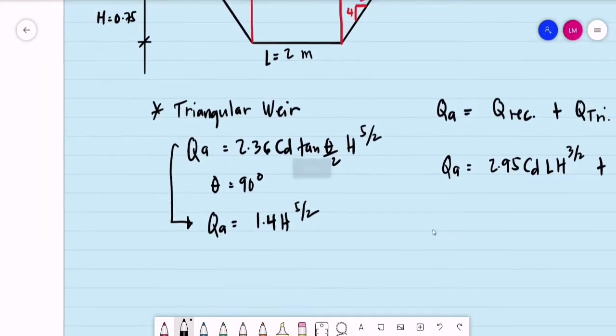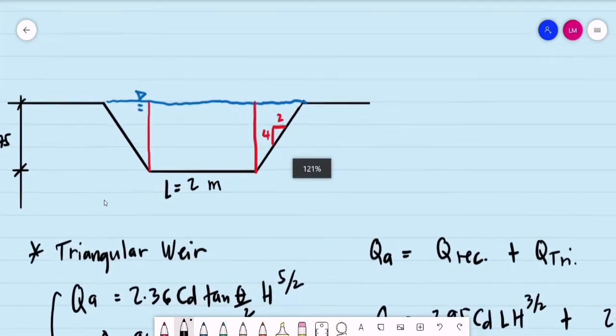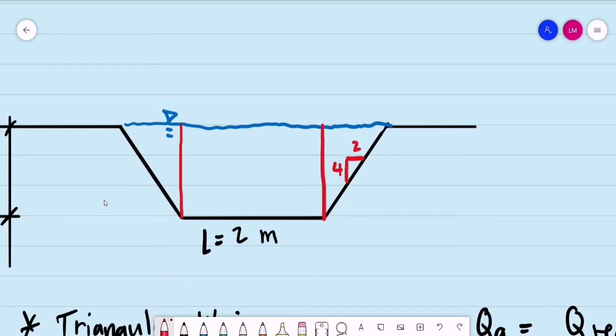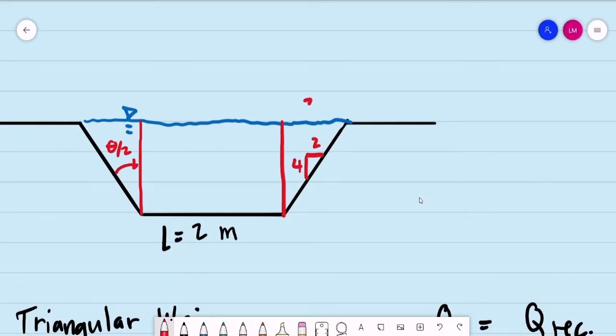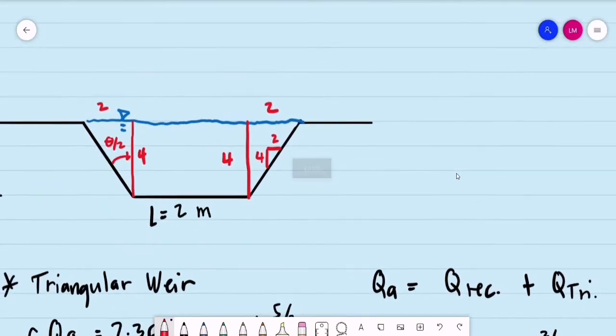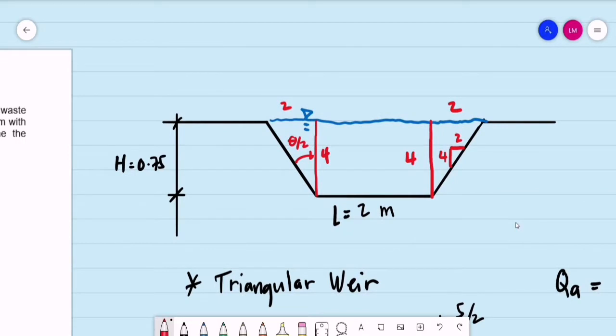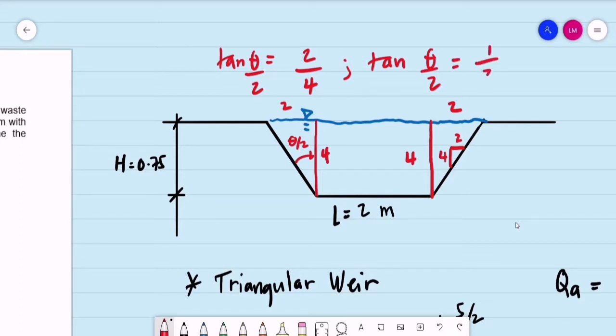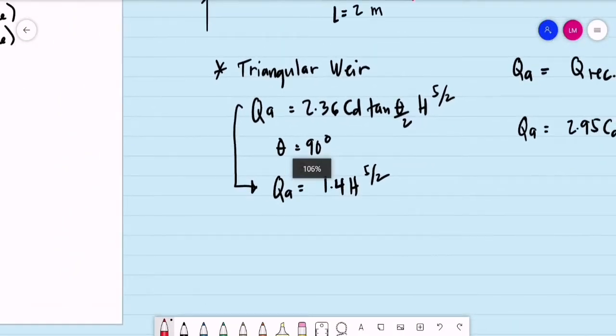So by the way, kapag trapezoidal weir, meron din ulit tayong special case. Okay? Kapag i-consider natin yung angle dito, ito yung ating theta over 2. Ganun din dito sa kabila. So ano equivalent ng theta over 2? So based sa given na slope, it is 2 horizontal, 4 vertical. So kung kukunin natin yung equivalent ng tangent of theta over 2, it is equal to opposite, yun yung 2, adjacent niya yung 4. Or basically, yung equivalent of the tangent of theta over 2 is 2 over 4. That is 1 half.